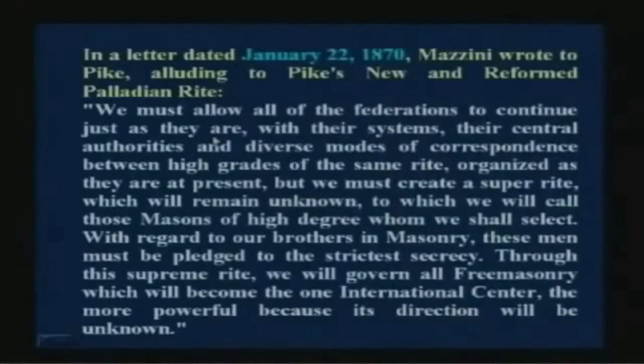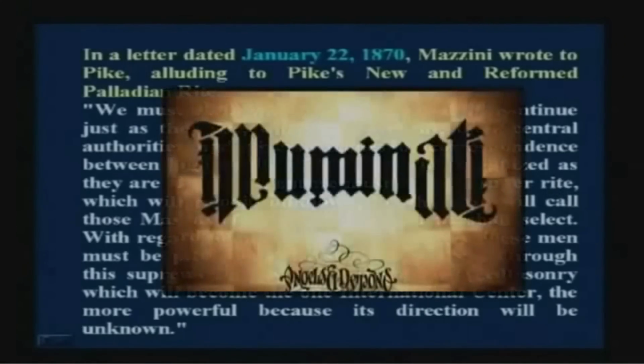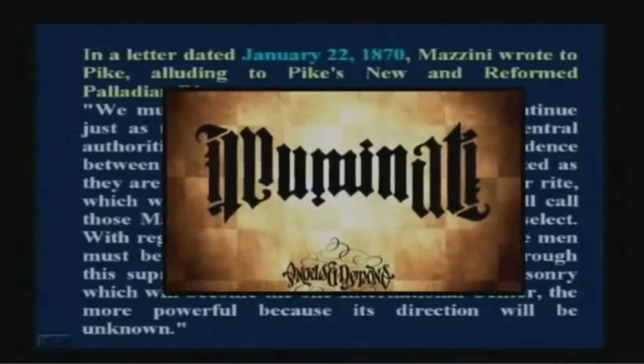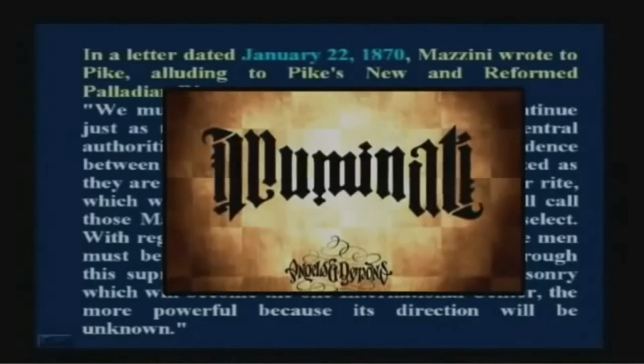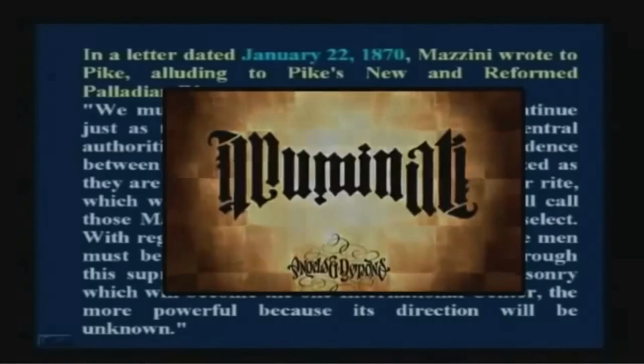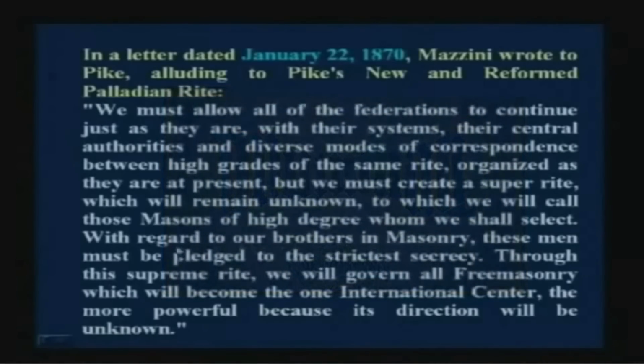It must appear as things are as they were in the beginning, with their systems, their central authorities, and diverse modes of correspondence between high grades of the same right, organized as they are at present, but we must create a super right, which will remain unknown, to which we will call those Masons of high degree, whom we shall select. With regard to our brothers in Masonry, these men must be pledged to the strictest secrecy.